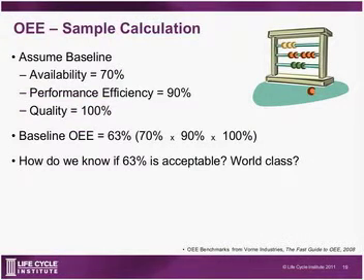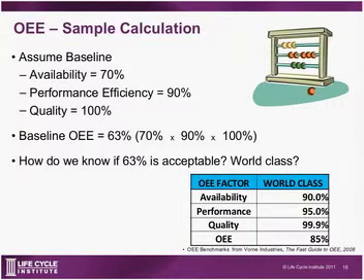A sample calculation: if we assume our availability to be 70%, our performance efficiency or rate to be 90%, and our quality to be 100%, our baseline OEE is 63%. And you get that by multiplying those 3 numbers across. But again, if we think of the Ted Williams story, how do we know if 63% is acceptable? Is it world-class? If historically we're in the 40% range, then 63% is fantastic. But if we're comparing ourselves to world-class numbers, 63% is nowhere near the world-class number of 85%.